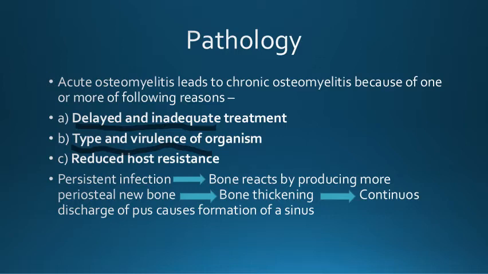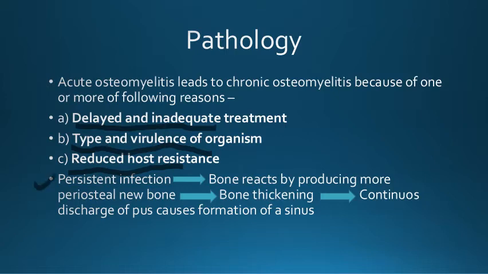Or if the organism was resistant to the antibiotics, so that can also be the cause. Third is the reduced host resistance. Reduced host resistance can occur in many conditions, like if the patient is on antiretroviral treatment, if the patient is having HIV, or if the patient is having diabetes, or if the patient is on immunosuppressant agents for any conditions like autoimmune diseases or cancer, then also it can happen.